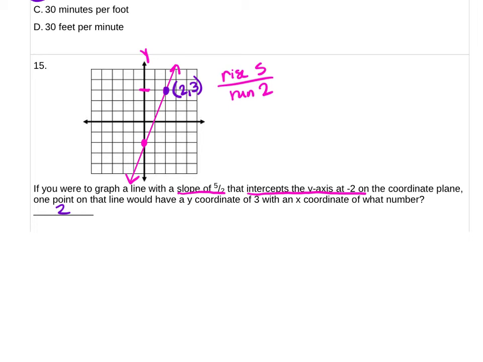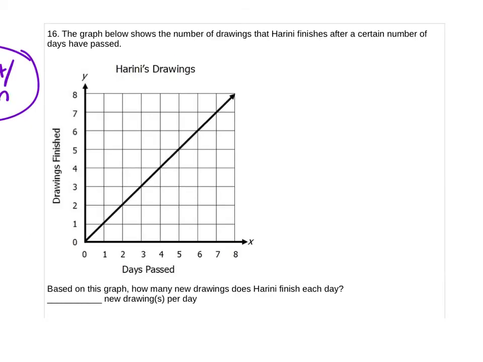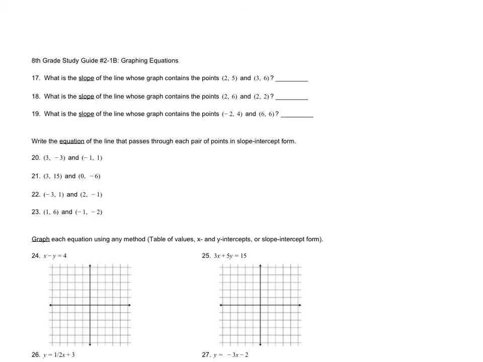The graph below shows the number of drawings that Harini finishes after a certain number of days have passed. Based on the graph, how many new drawings does Harini finish each day? Okay, well, after 1 day, she's finished 1 drawing. At 2 days, she's finished 2 drawings. At 3 days, she's finished 3 drawings. So she's finishing 1 new drawing each day.